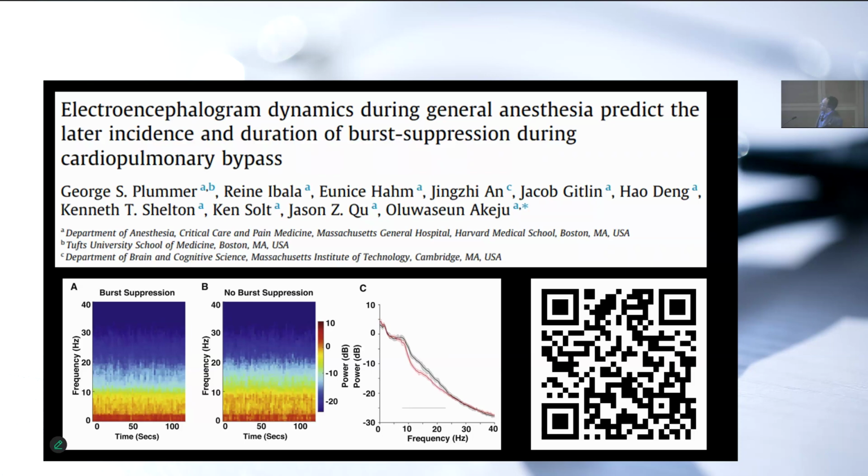So this is my mentor in fellowship. He's now the department head of an anesthesia department of 300 individuals at the Massachusetts General Hospital. It's an enormous, enormous operation. Great guy. When he was a research fellow, he was looking at EEG dynamics during general anesthesia and looking at whether or not you could predict burst suppression in cardiac bypass.